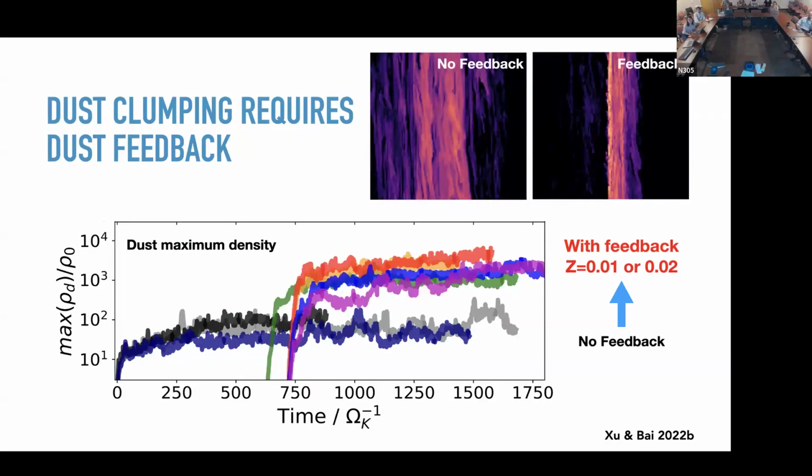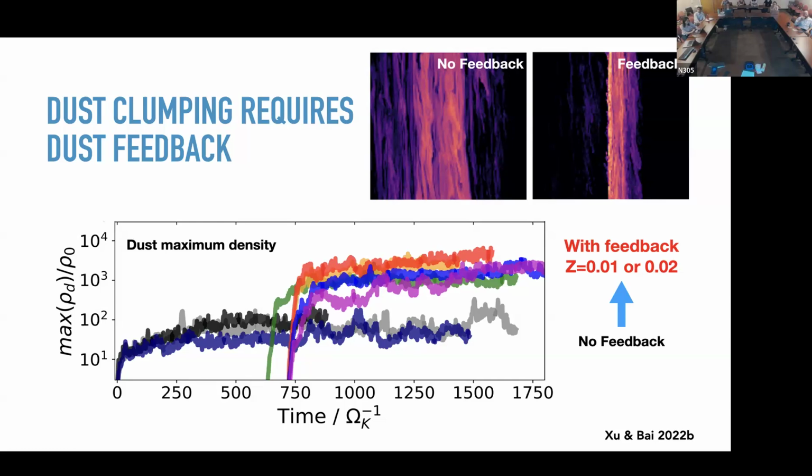So here's an overview of what happens in the simulation. First, we see that there are dust clumps. You can see here in the simulation these very bright dots, which are dust clumps, right? But this clumping is only seen in the case with dust feedback included. If we don't consider dust feedback, then we don't see this kind of clumping. So no matter what is driving this clumping, it requires dust feedback.